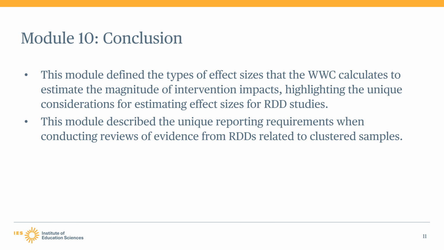This module described the unique considerations involved in estimating effect sizes and reporting on those effect sizes from regression discontinuity design studies. We discussed the Hedges' g and Cox's index effect size that are used for continuous and binary outcome measures respectively. And finally, we discussed the unique reporting considerations needed for correcting the standard errors of effect size estimates from regression discontinuity design studies with clustered samples.